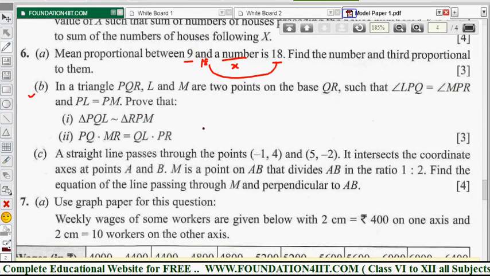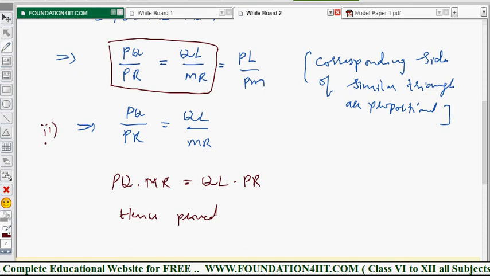So this is the second part: PQ into MR is equal to QL into PR. That is the second proof. Just taking this property is important here.